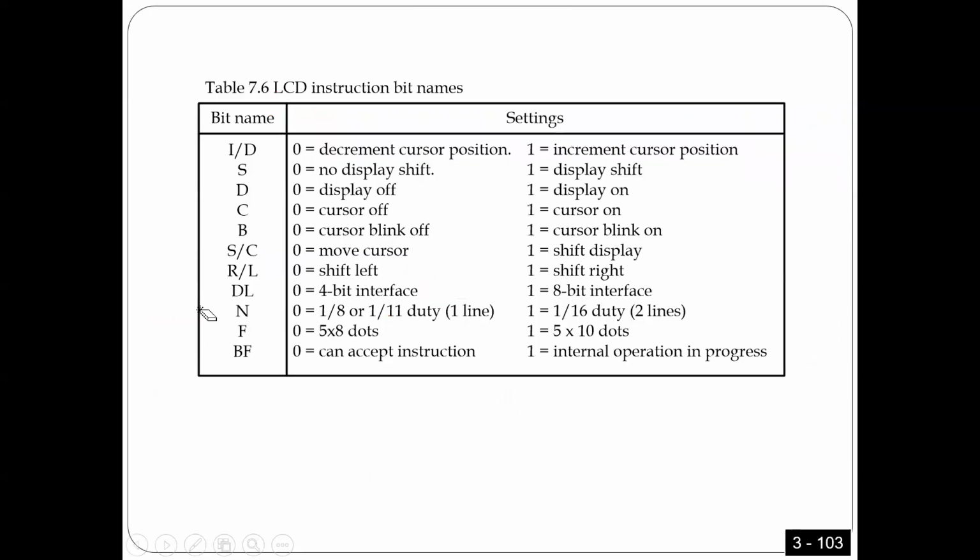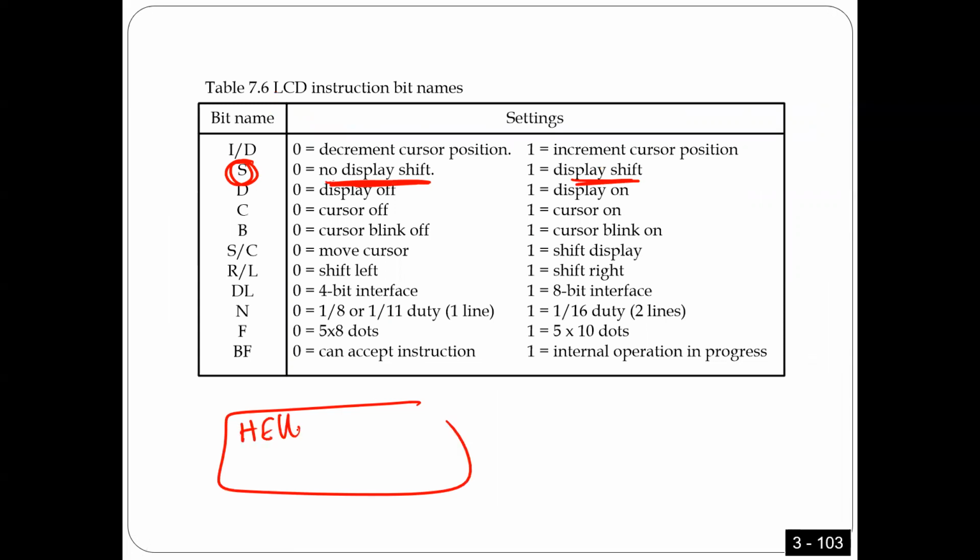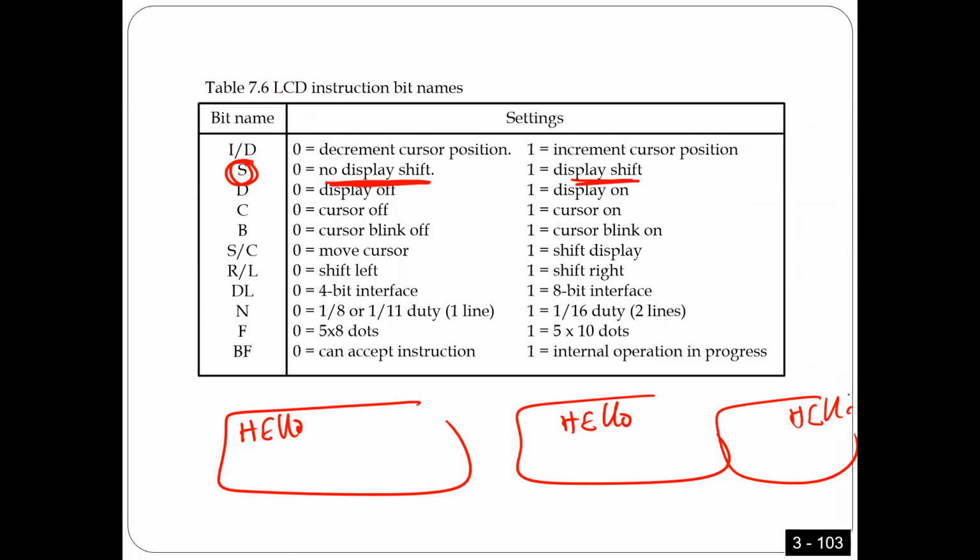They are already explained here, even in the table. So S here means no display shift, and 1 means you are going to shift the display. Again, you know what I mean by shifting the display? Again, you have hello this way. I can shift it. If you execute it one time, and execute it again, you are going to shift it more. Every time you execute the instruction, you are going to shift the text. You can shift the text right or left. Who is going to say whether it is right or left? I/D here is going to tell you the direction of the shift.